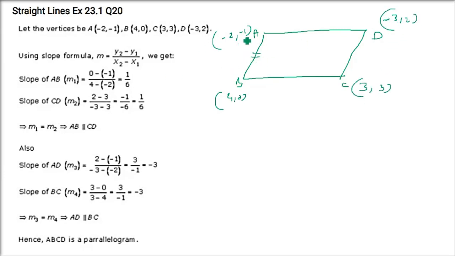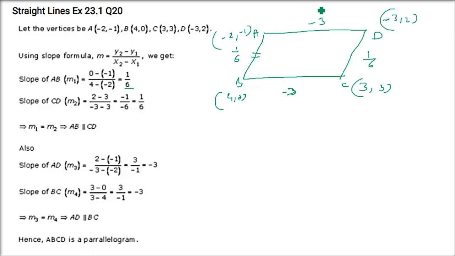So if AB, we'll try to find out the slope of AB, that is 0 - 1 over 4 - 2. Then we'll find out the slope of BC. It's going to come -3, and AB was 1 by 6. The slope of CD or DC is going to be 1 by 6. And now the slope of AD is going to be 2 minus 1 by -3 -2.